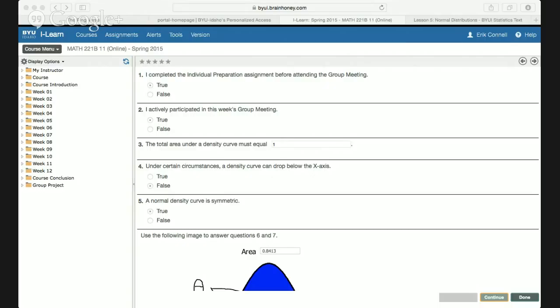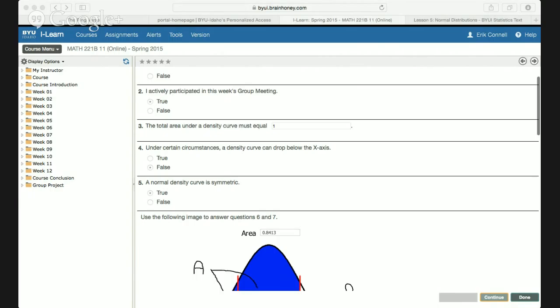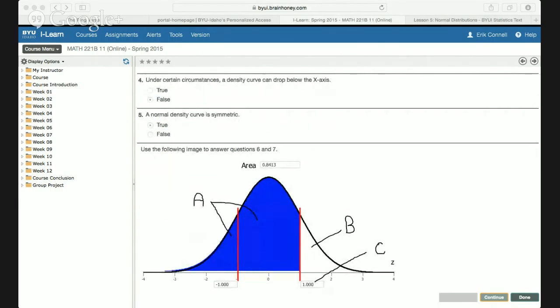Total area under a density curve must equal 1. Yeah. Under certain circumstances, the density curve can drop below the x-axis. False. A normal density curve is symmetric. True. It's one of the definitions of the normal curve. Yeah, it's true.